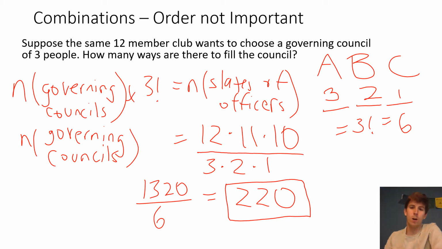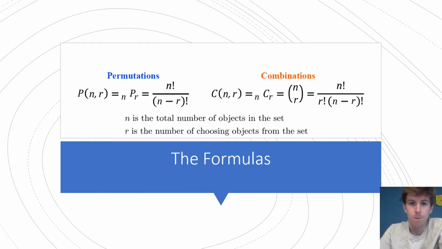Notice right now that for permutations it was 1320, for combinations it was 220, with very similar scenarios. The permutations, where the order matters, is always going to be a lot bigger than combinations, where the order is not important. Let's formalize what we just did with some equations. These are the 2 equations for permutations and combinations.